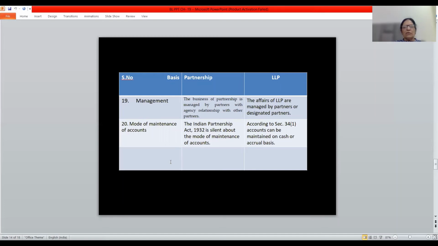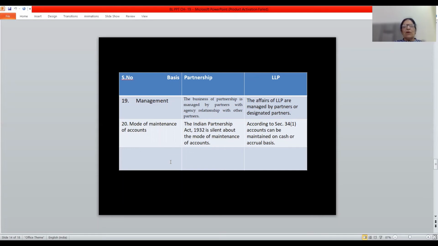Mode of maintenance of accounts. The Indian Partnership Act 1932 is silent about the mode of maintenance of accounts. But as per Section 34, subsection 1, the accounts can be maintained on cash or accrual basis. Accrual means, you all know friends, being commerce students, any expense or income which belongs to the particular financial year, whether it has been received or yet to be received, or in expenditure, it has been incurred or yet to be incurred. All these will be considered while preparing the accounts.